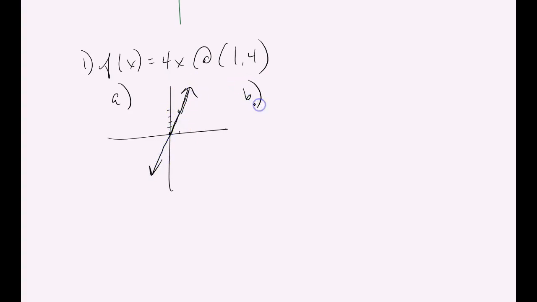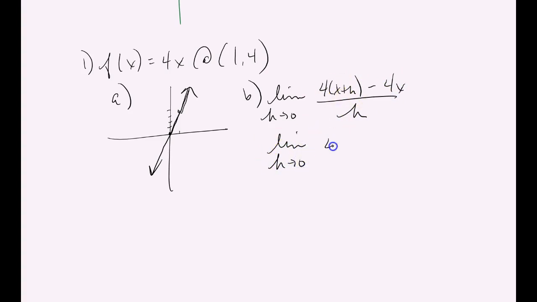Part B, it says use the limit definition to find the derivative of f of x. So I'm going to do what you did last week, okay? So (4(x + h) - 4x) all over h. So the limit as h goes to 0 is (4x + 4h - 4x) over h. Cancel, cancel. Now your h's are going to reduce, and so the answer is 4.